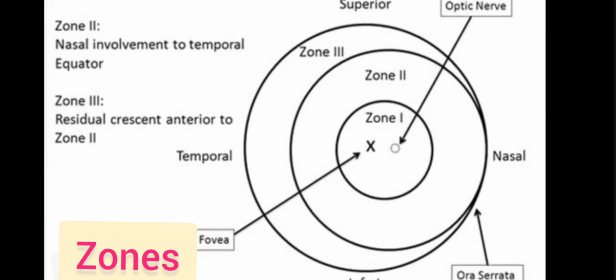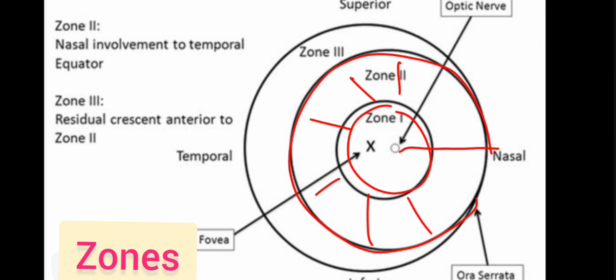Next, moving on to zone 2. Again it is a circular area. The center is again the optic disc. From the optic disc you take the radius up to the nasal ora serrata and then draw a circle. If you exclude zone 1 here, this part becomes your zone 2. So this is how you represent zone 2.